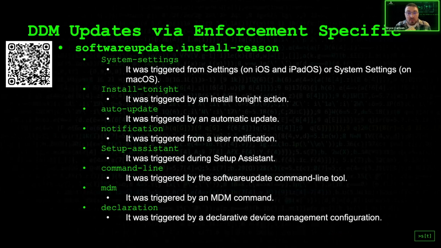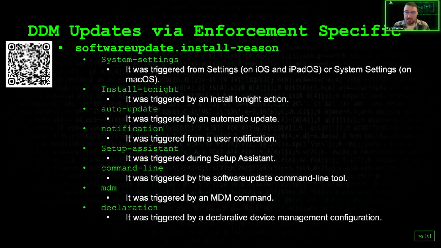So the reasons you could get for that would be, again, system settings like we saw there, as well as declaration on the bottom. But there's a bunch of different things in between there. It could be install tonight, meaning that the end user deferred to an install tonight action with the global settings that you would be seeing in just a little bit. Could also be that it was an automatic update triggered by automatic actions. Notification would mean that they got the notification, and when they click that little details button, they could click update right there, and that's going to be a notification installation then.